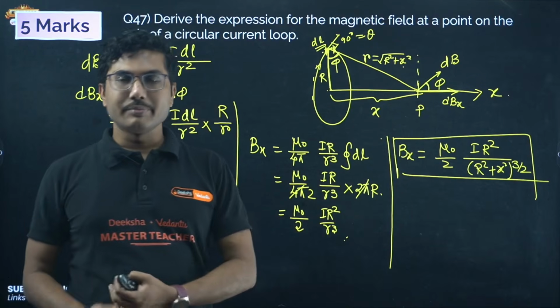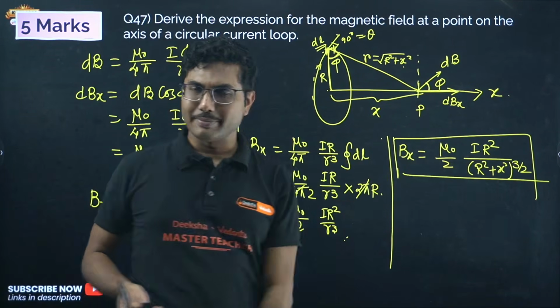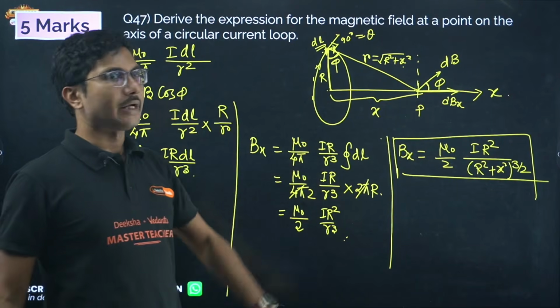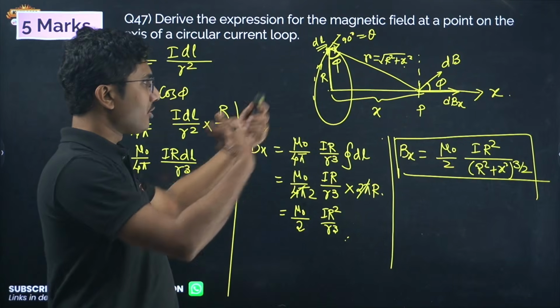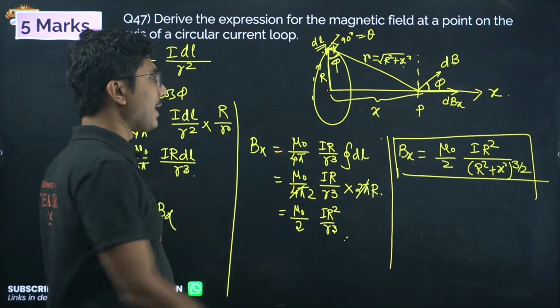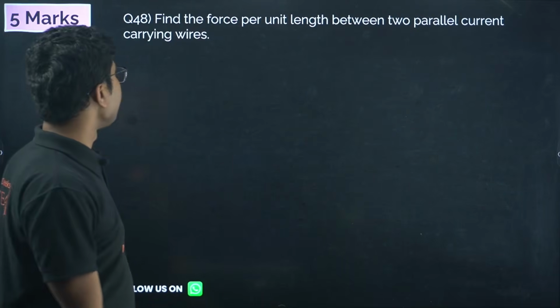If they ask what will be the magnetic field at the center, then we have to put x equals to 0 and simplify it. But that never came, and I hope that will not come, because the derivation itself is very long, and you have to explain the diagram as well and why the y component cancels. These are the important points that you have to write.